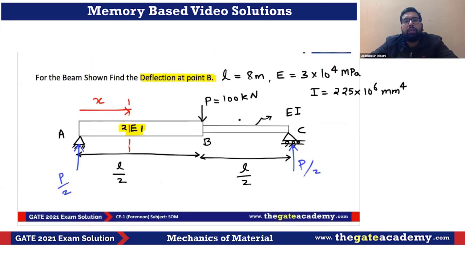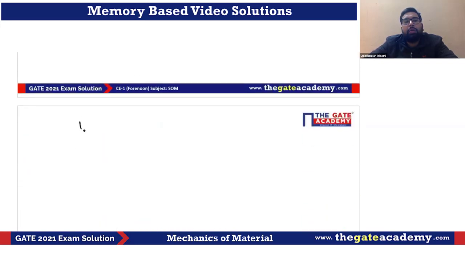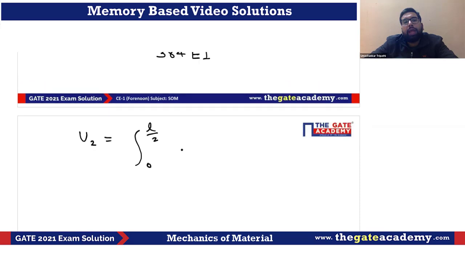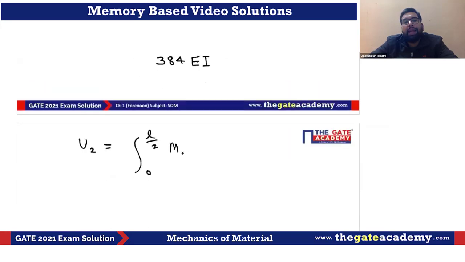Now, in order to find U2, we can take the section from the right hand side, in the same way, and we can take the moment. The limits will be 0 to L by 2. So I shall write the moment at that section X. This is the general way of finding the strain energy. Now here EI is EI only.